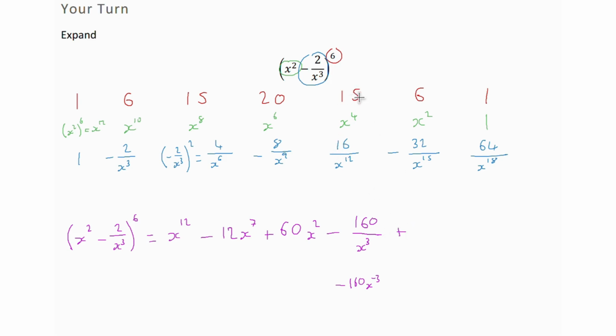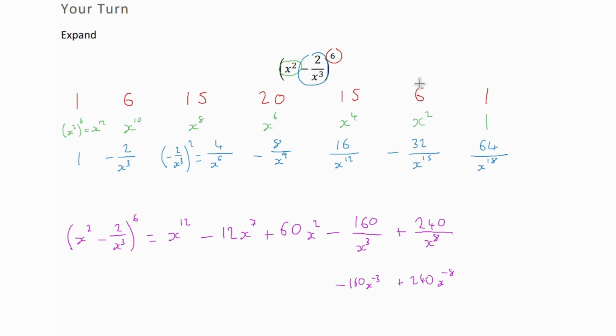Here, 15 times 16 is going to give me, hang on, I guess, 160 plus 80 is 240. So 240, bit of mental maths for me there. And then x to the 4 over x to the 12 is going to be x to the 8 on the denominator. Or that would be plus 240 x to the minus 8.